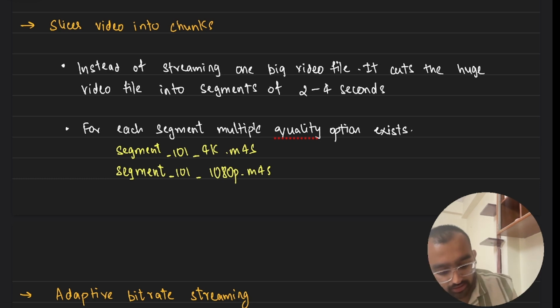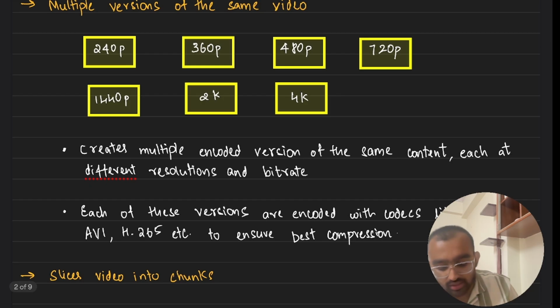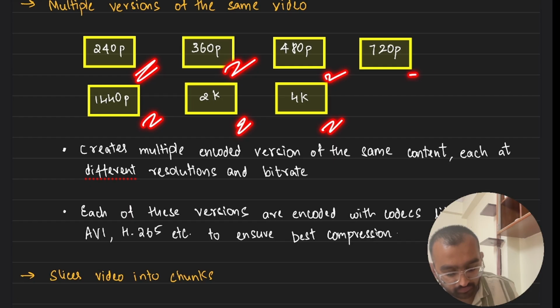So Netflix cuts the entire video into segments of around 2 to 4 seconds, and each of these segments has multiple quality versions that we talked about in the first layer. So each of these chunks has all of these different resolutions.